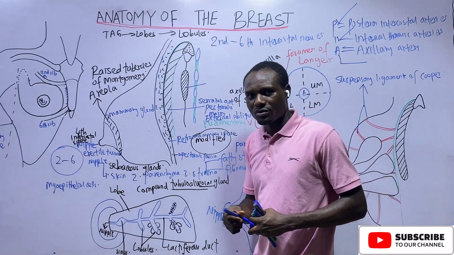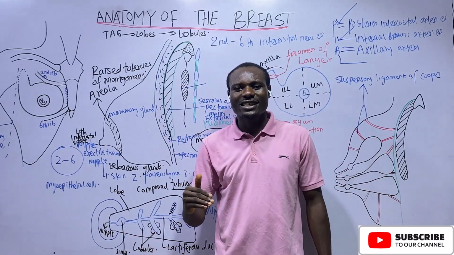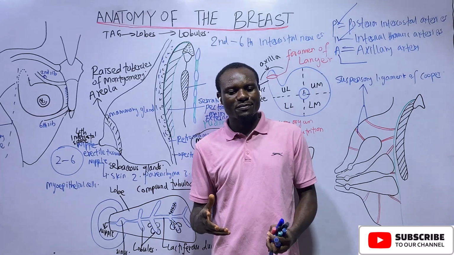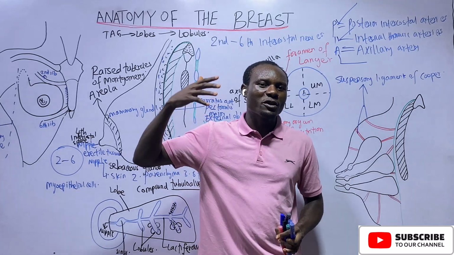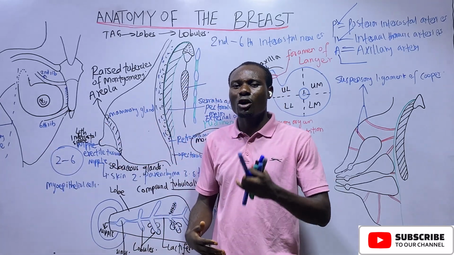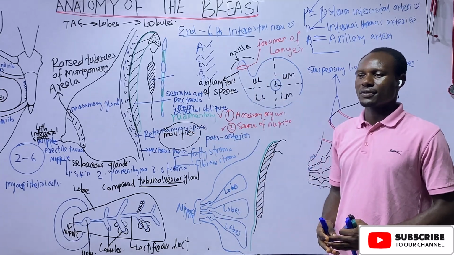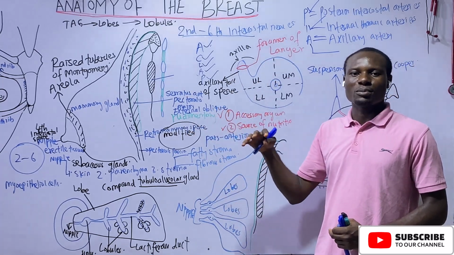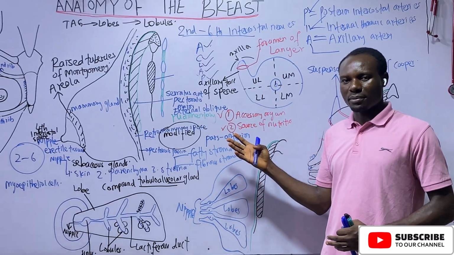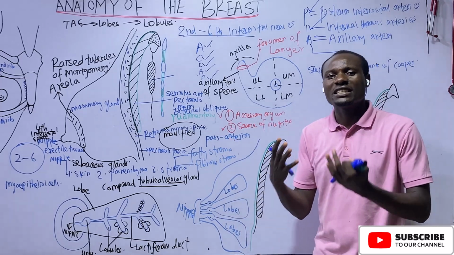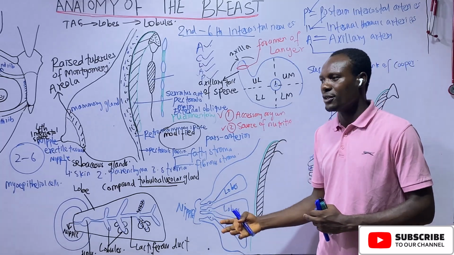However, it is not all the branches of the second to the sixth intercostal nerves that supply the breast. What are the branches that do that? It is simply the lateral cutaneous branches and the anterior cutaneous branches of the second to the sixth intercostal nerves. So they innervate the breast, and this innervation is somatosensory.